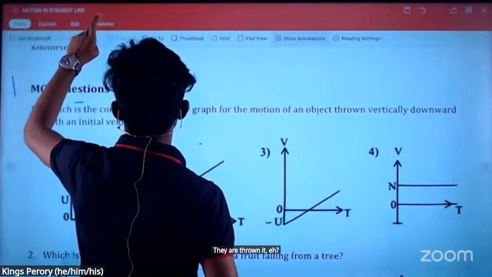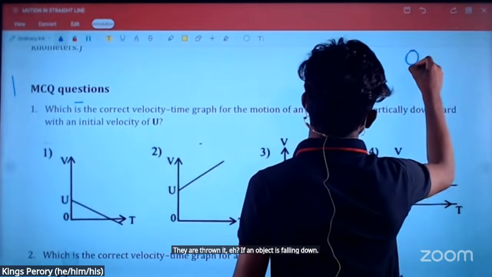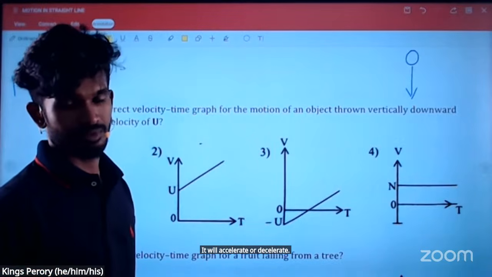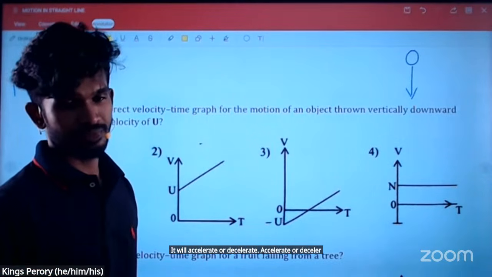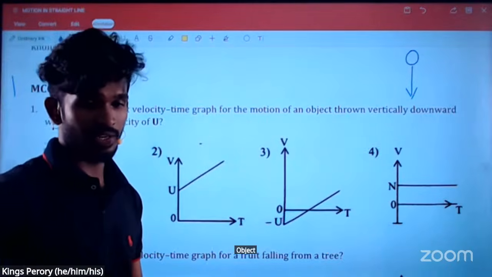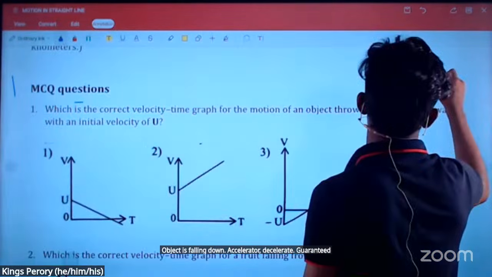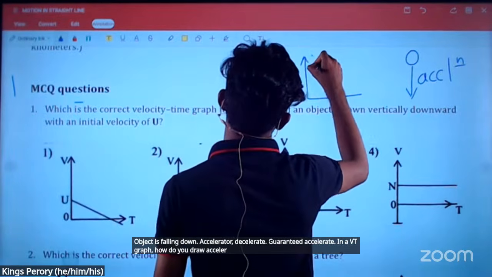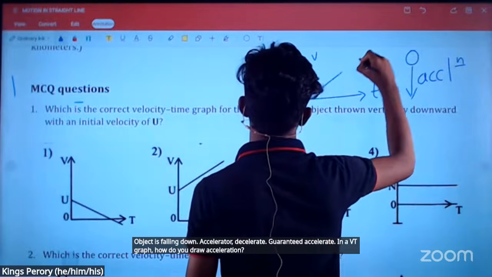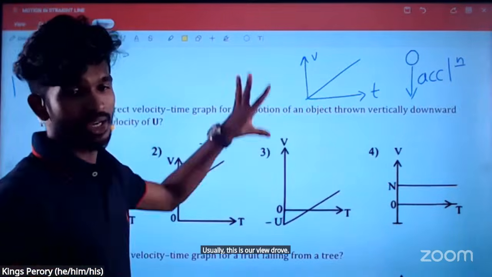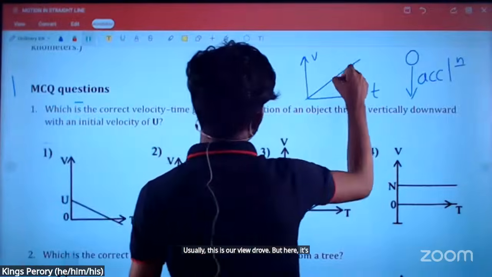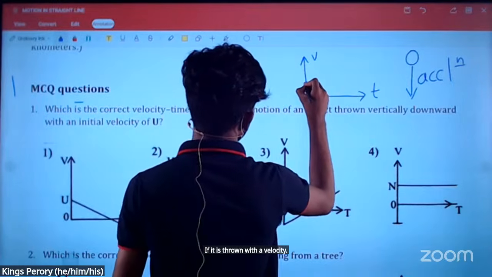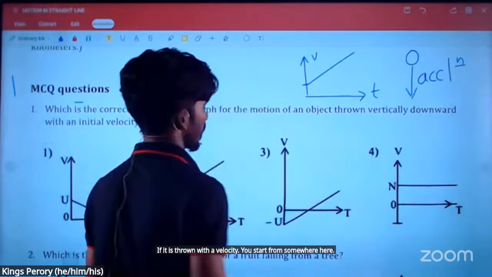If an object is falling down, will it accelerate or decelerate? Object is falling down. Guaranteed accelerate. In a VT graph, how do you draw acceleration? Usually this is how you draw. But here it's thrown with a velocity. If it is thrown with a velocity, you start from somewhere here. Then you draw the graph like that.